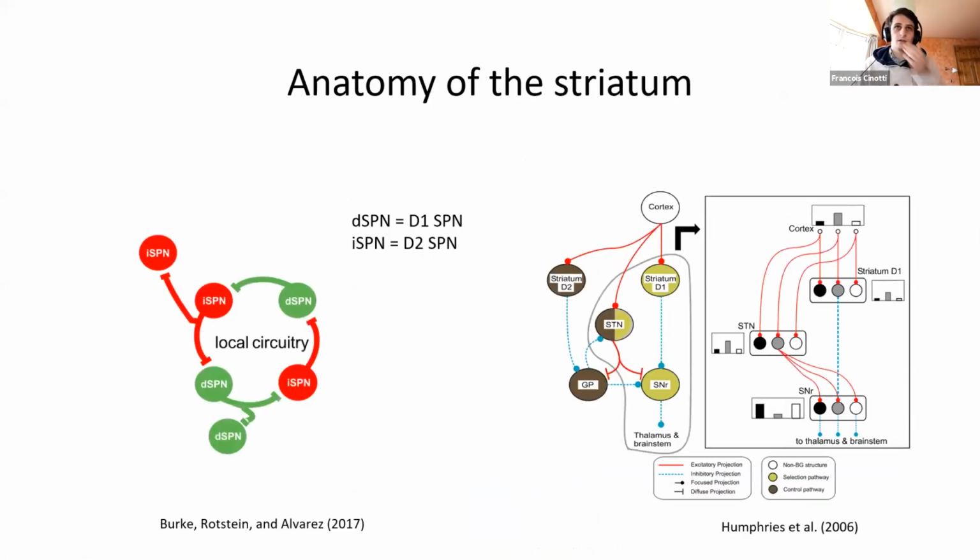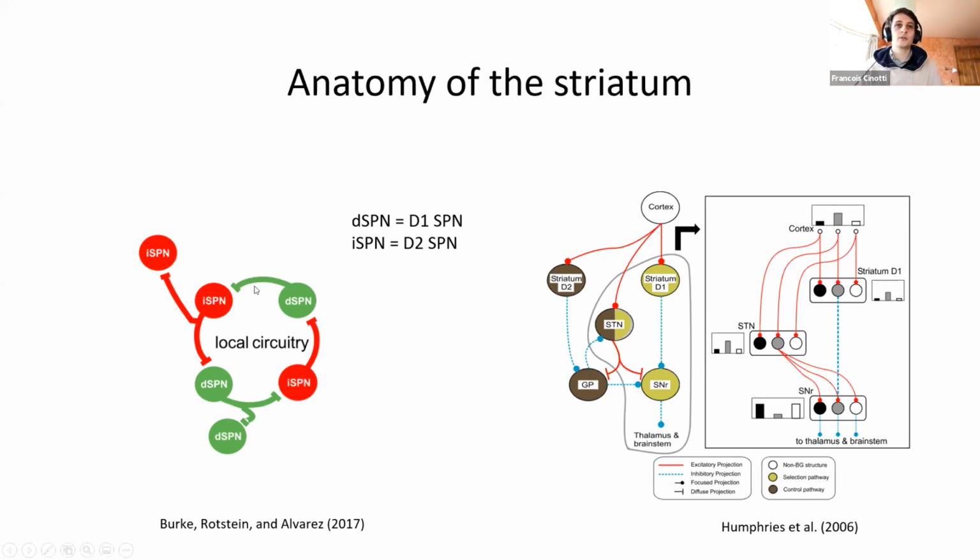So we are interested in a part of the brain which is called the striatum. It's known as the main input nucleus of the basal ganglia. And the basal ganglia is of particular interest because it is supposedly implementing a form of decision making, or at least action selection. The striatum in particular is made up in its great majority of two kinds of spiny projection neurons. So these are neurons which project beyond the striatum towards the globus pallidus in particular.